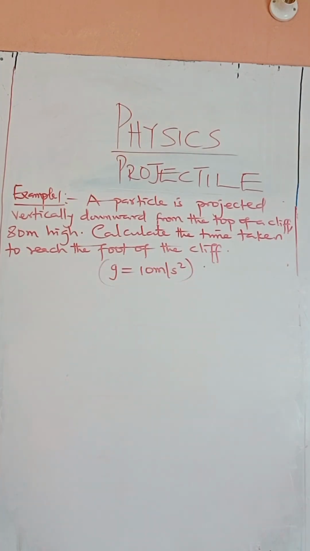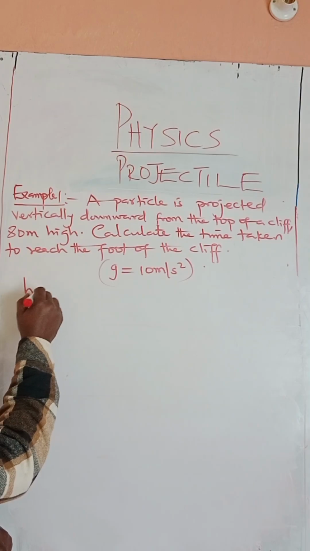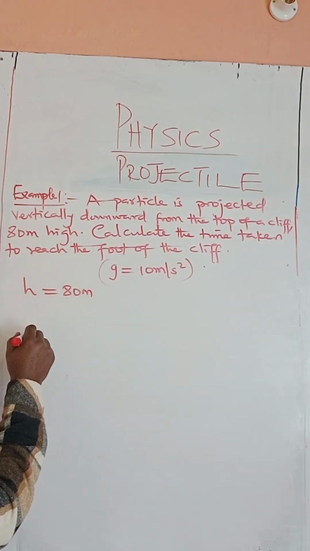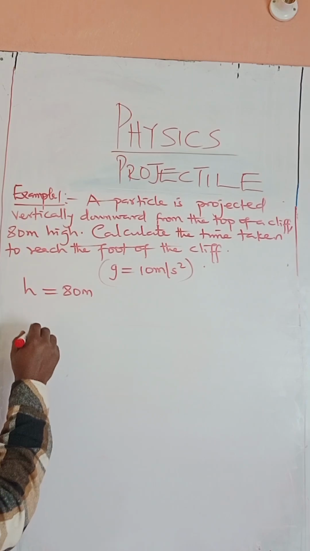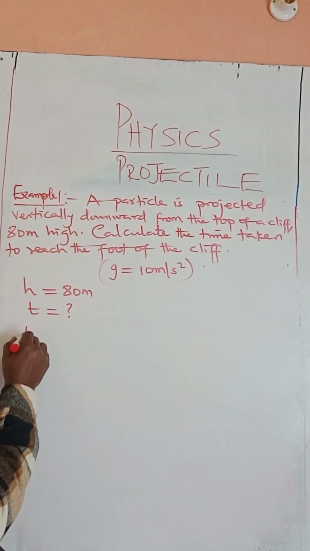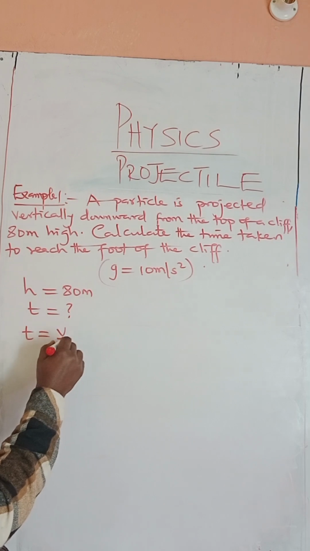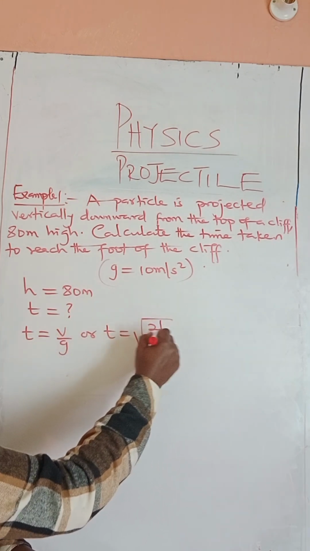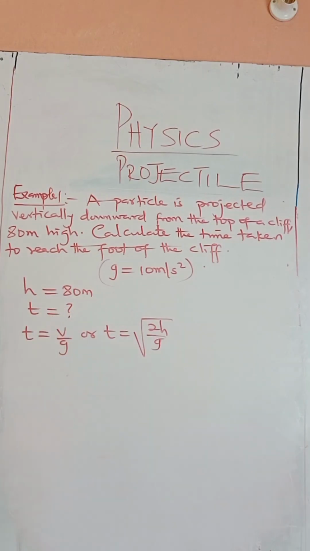That's all. In this question, what are the parameters given? You are given height, 80 meters. g is given to be 10 meters per second squared. Then calculate the time. So far it is downward motion. Time is either v over g or t is equal to the square root of 2h over g. So far we are not given velocity.